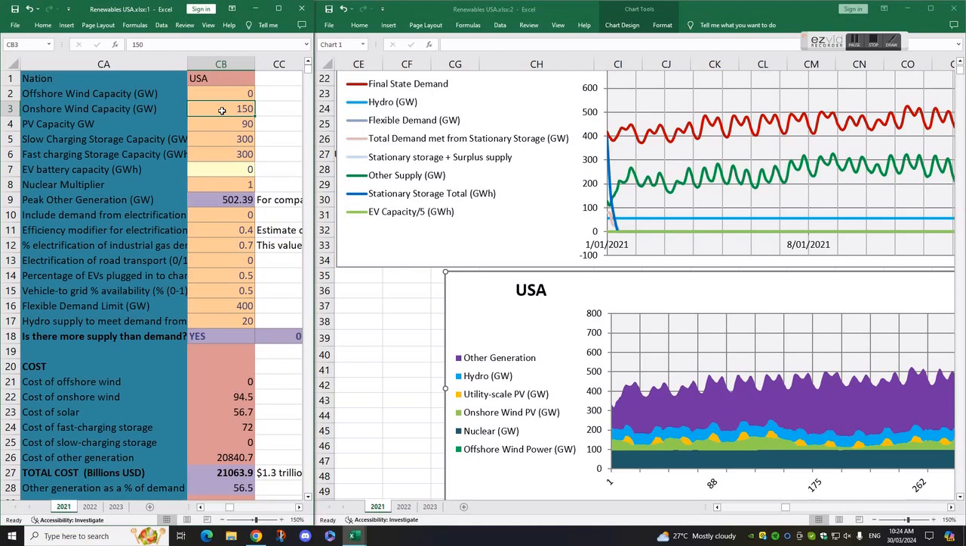Now, what happens if we say instead of the current values of about 150 gigawatts of wind and 90 gigawatts of solar, we need to replace a huge amount of fossil fuels. So I'm going to go up to 1,000 gigawatts of wind, so increasing the current wind generation by a factor of almost 7, and 650 gigawatts of solar.